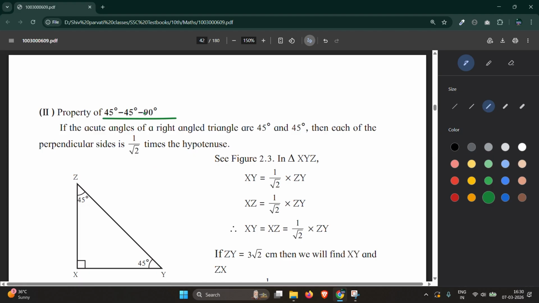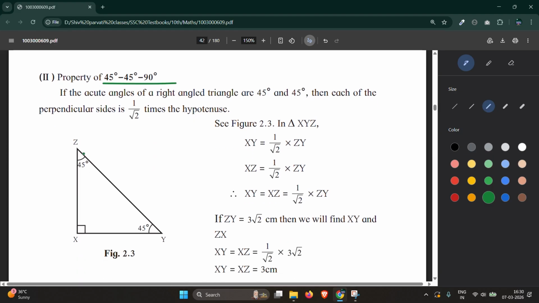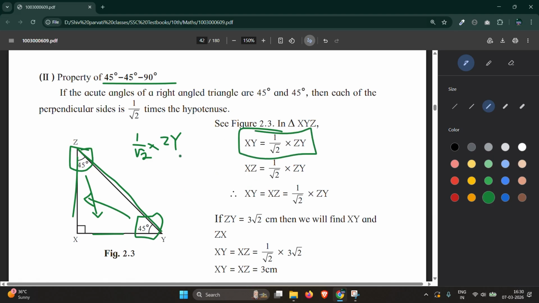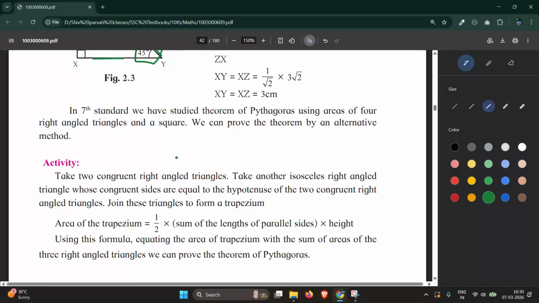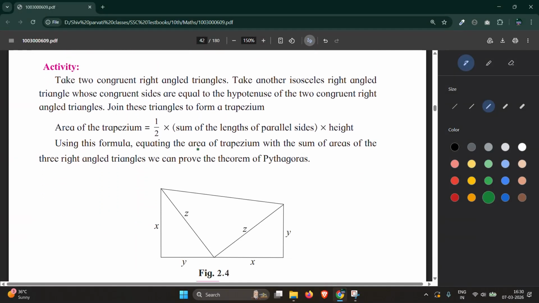You can also just directly remember this property: the sides which are opposite to these 45-degree angles, both of them, this and this, are nothing but 1 by root 2 times the length of the hypotenuse, which in this case is say y. So this over here is the property. You can remember both these properties. These might be helpful while solving numericals.